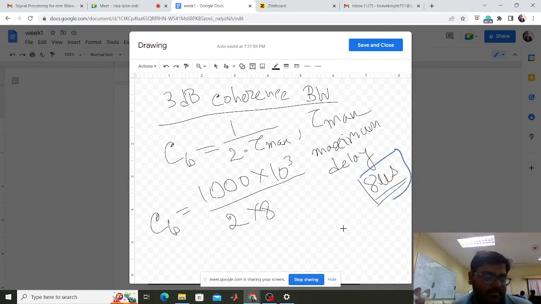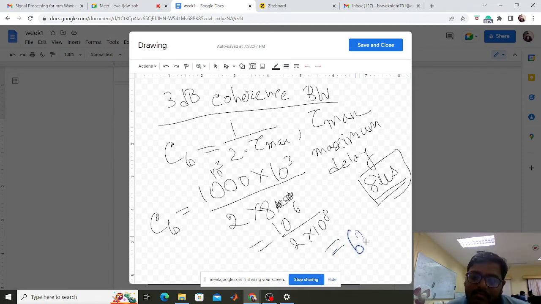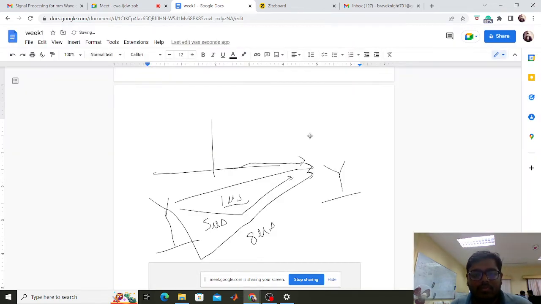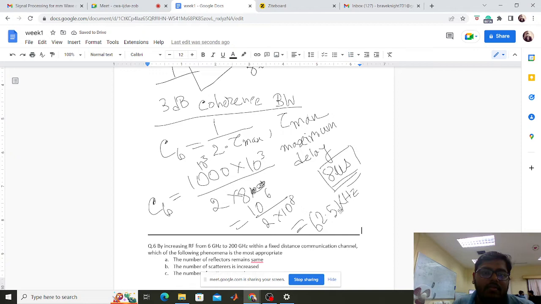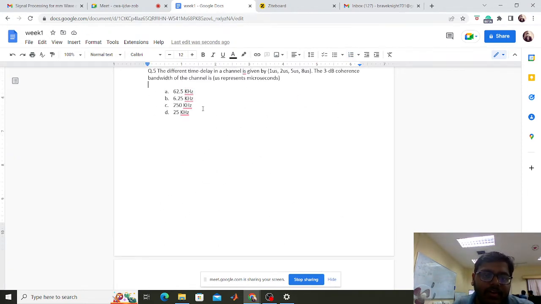This comes because 8 microsecond was there, so I convert it into seconds, so it comes like 10 to the power 6 by 2 into 10 to the power 8. I simplify it, I forgot to simplify. So this becomes 62.5 kilohertz. So the correct answer is 62.5 kilohertz here. If anybody has any doubt, they can ask me the question.